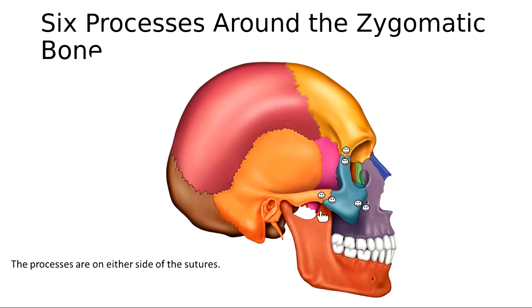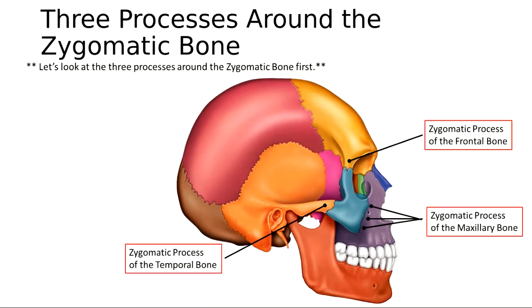Those are sutures. Now we're not learning the individual names for those sutures. You just have to accept the fact that that's a suture between those bones, and the processes are on either side of the suture line. That's where the processes are. All right. So let's look at the first set. 3 processes around the zygomatic bone.